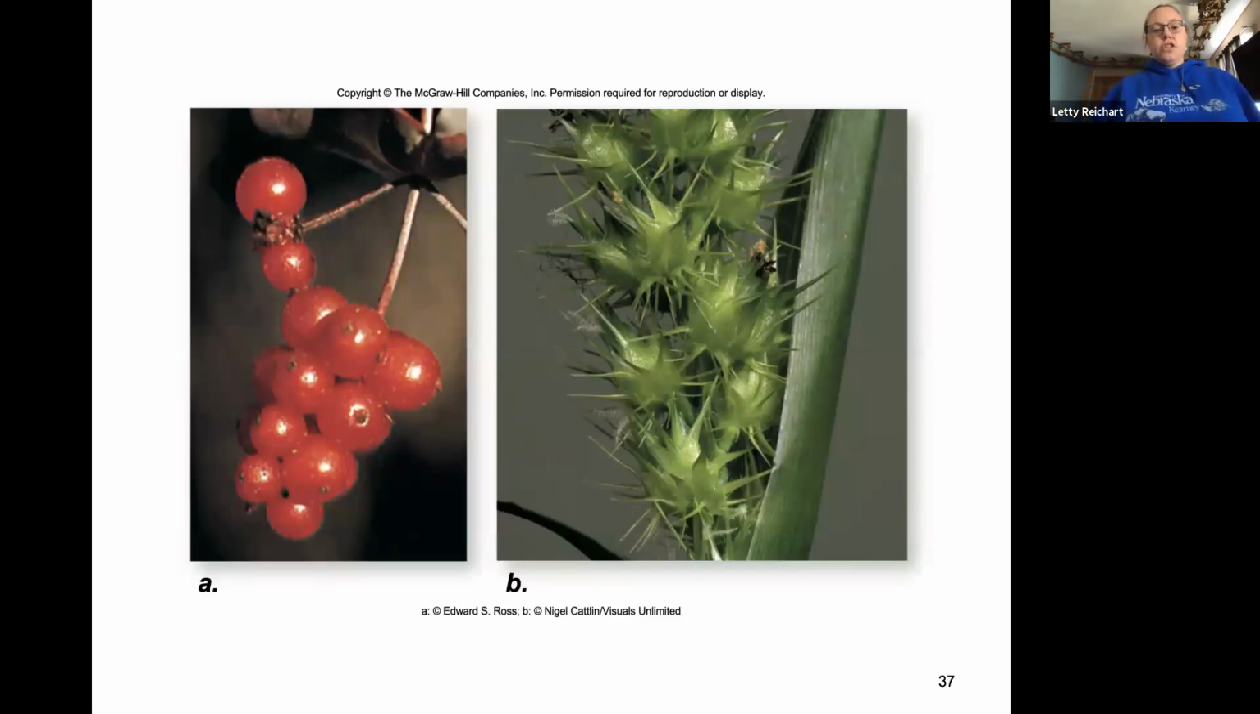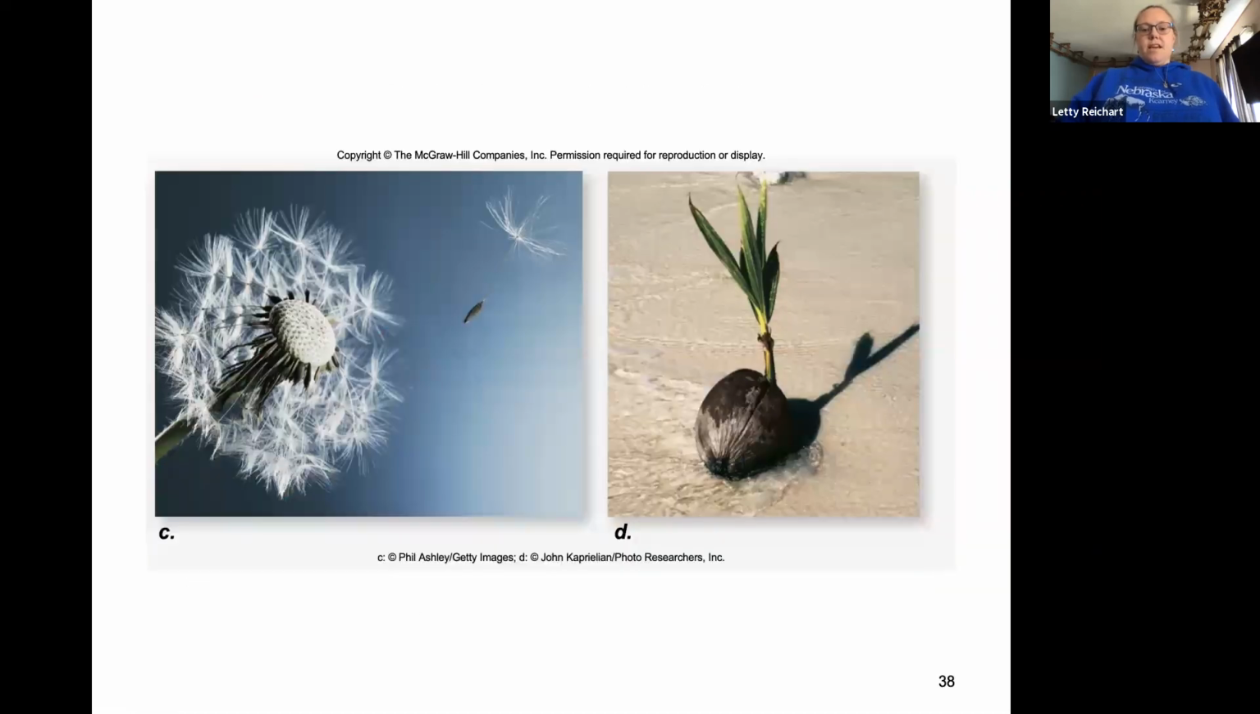Okay. Now here's just a couple other examples of different dispersal types, right? So here you can see some nice fleshy fruit that will probably attract somebody who likes to eat the fruit. And then here we have some super spiky seeds that just love to attach themselves to organisms. Dandelion's an excellent example of a wind dispersed seed. You can see its little floaty parachute and then the individual seed there. And then coconuts most certainly pass through water.